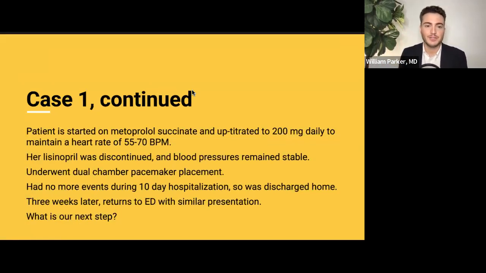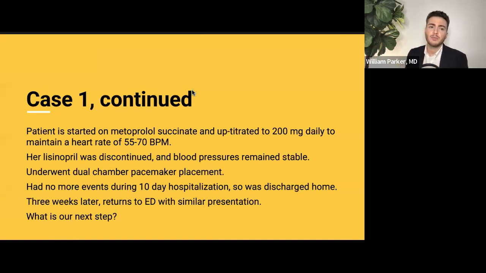So let's get back to our patient. It's been a while, sorry. She was started on metoprolol succinate after the phenylephrine was weaned off, and it was up-titrated to a pretty hefty, good dose. Heart rate, good, 55 to 70. And her lisinopril was discontinued. Blood pressures remained pretty good for the remainder of the hospitalization.